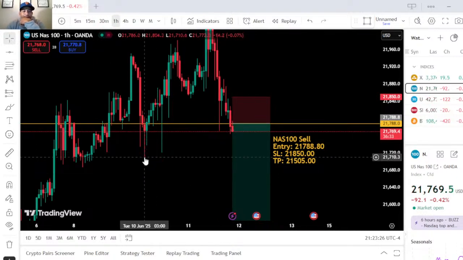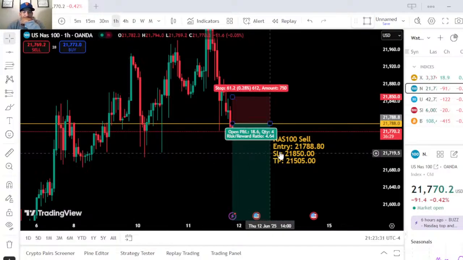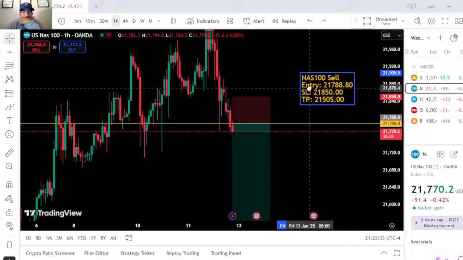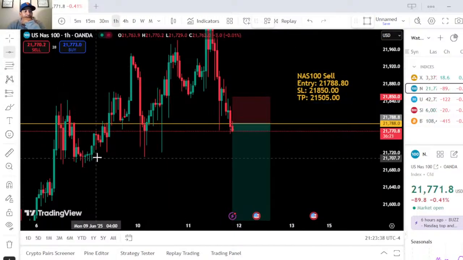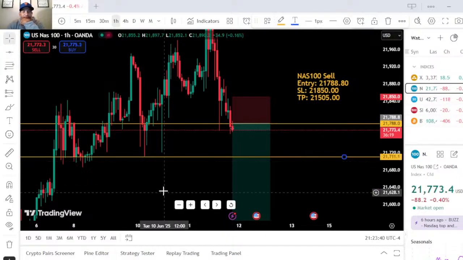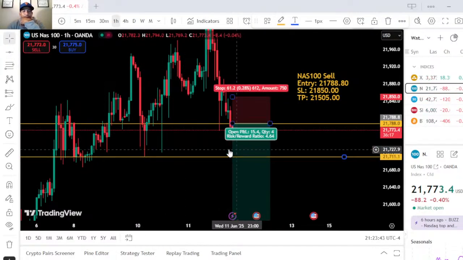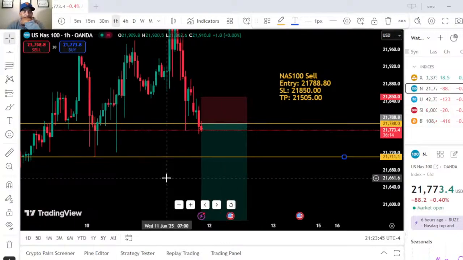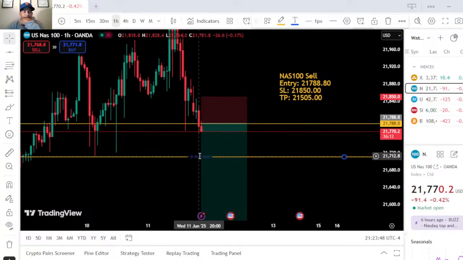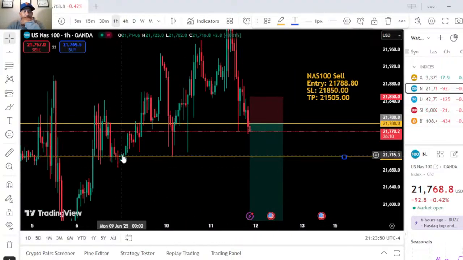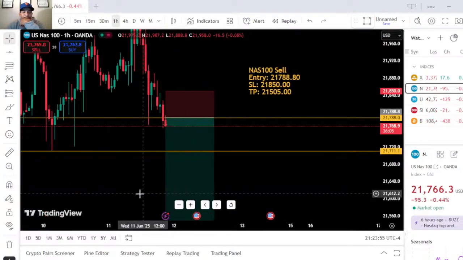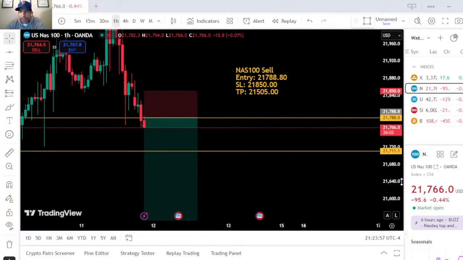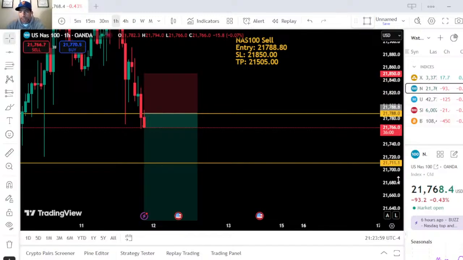A couple of wick fails. All right, I'm gonna mark this little level right here. That's kind of gonna be the first target where I'll look to make some moves. Maybe close some partials right around this support level, but if not, it might just come all the way down to the bottom of the range. But for now, we're in pretty decent profit, gang. We're running about 22 pips here.